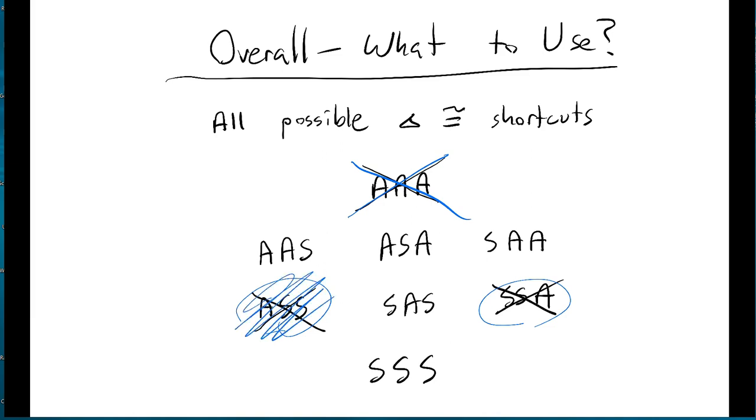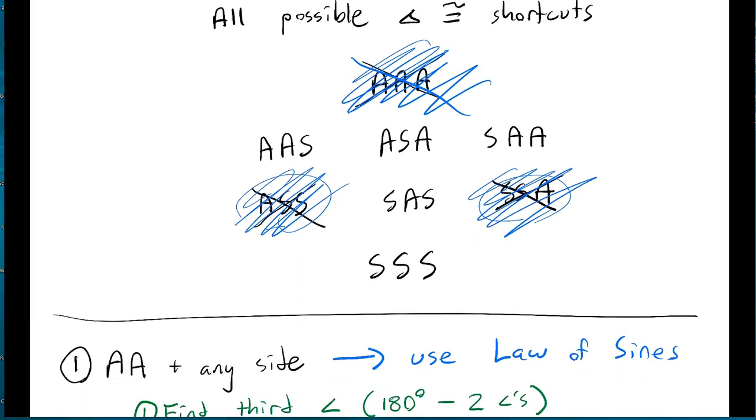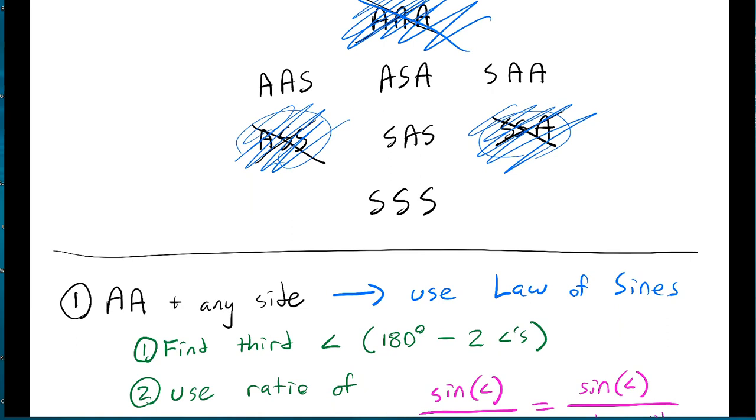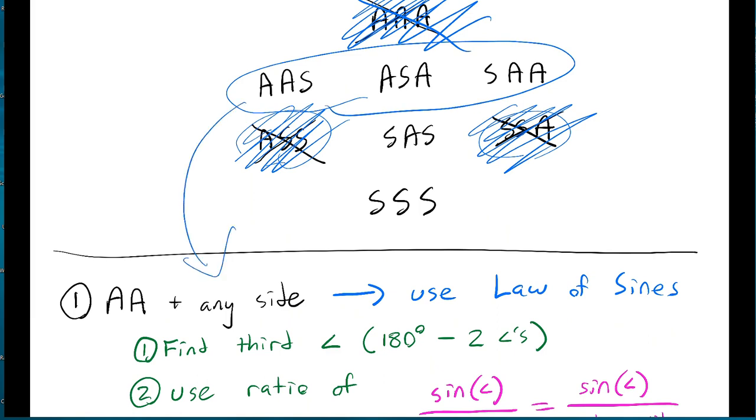So ignoring those, if we come across a problem that's a non-right triangle and we have enough information about it to find the missing sides and angles, that means it's one of these other congruent shortcuts. So either it's AAS, ASA, SAA, or the other two, SAS, SSS. Well, if we have any two angles and a side, so that would be if we have any of these first three, then we use the law of sines. And the reason is if we have two angles in a triangle, we can just do 180 minus those two angles and get the third angle.